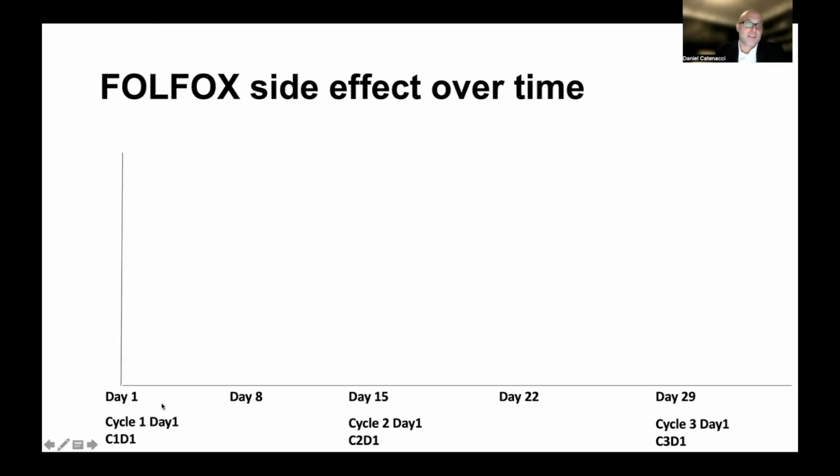And so what you see here is over time, say with FOLFOX or any regimen, this is a regimen that's given every 2 weeks, where on the first day you get your first day of treatment, your first cycle. A week later, and then 2 weeks later, you get your second cycle. A week later, and then a week after that, you get your third cycle. So every 2 weeks, you're getting treatment.